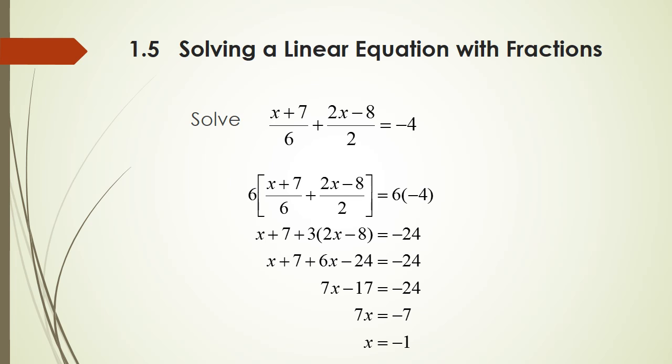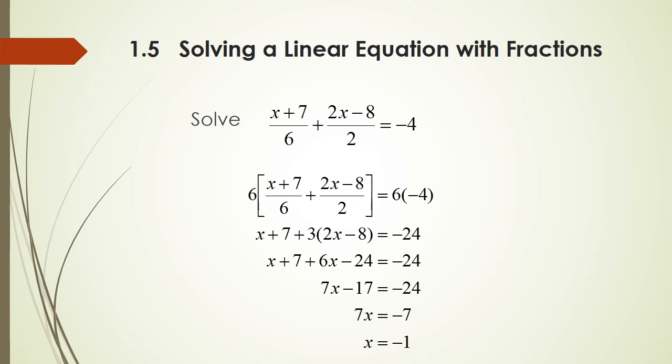Okay, here's our answer. The least common denominator for 6 and 2 would be 6. So we're multiplying everything by 6, both sides. We distribute it on the left. When we multiply the 6 times the x plus 7 over 6, the 6's cancel and just leave us with x plus 7. When we multiply the 6 times 2x minus 8 over 2, the 2 goes into 6 3 times, and we have 3 times 2x minus 8. We have negative 24 on the right side because whatever we do to the left, we must do to the right.